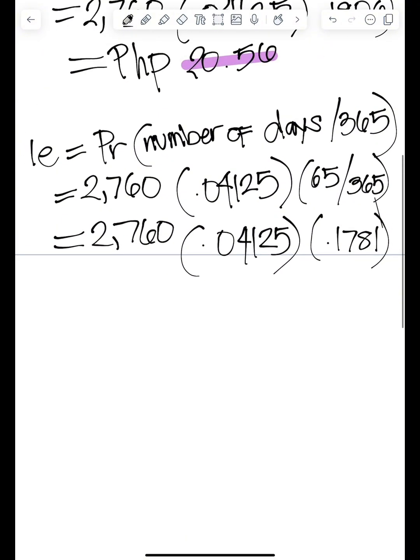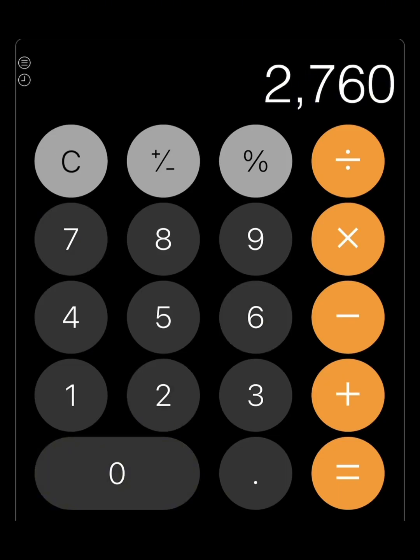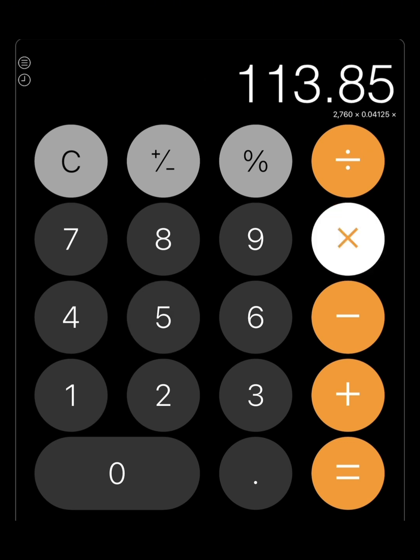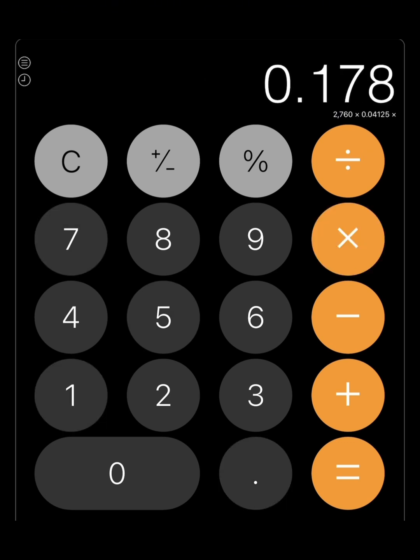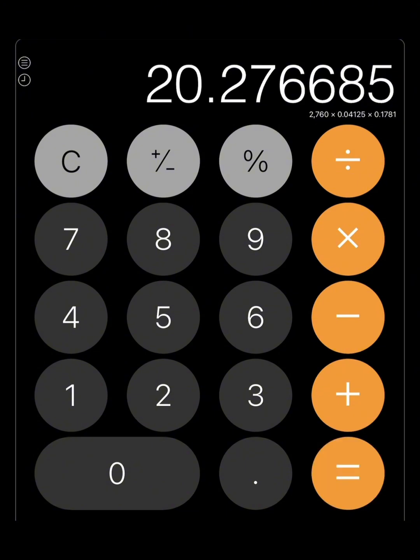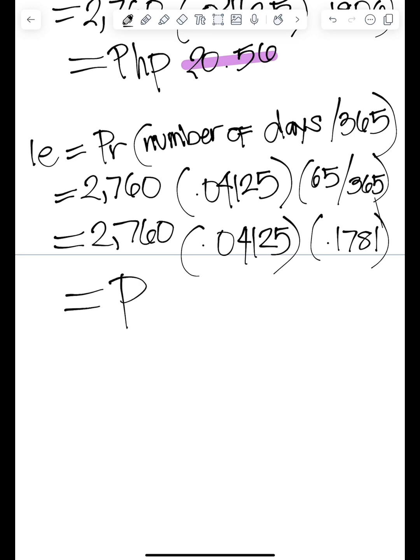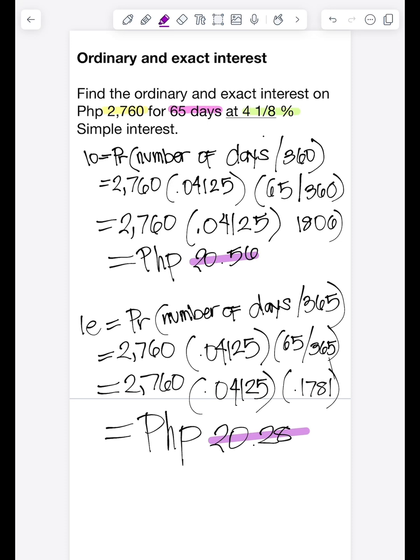All you have to do is multiply 2,760 and the rate and the 0.1781, which we divided a while ago, and now we have 20.27. Now we have 20.28 because we need to round off. And that's how you will get the exact interest. And that is our first problem. And now we'll proceed to the next problem.